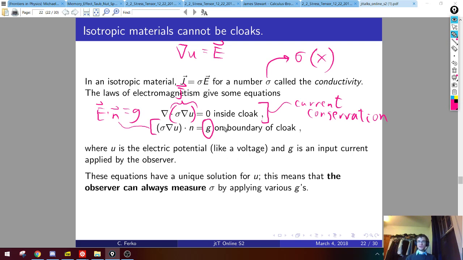The observer can always see inside the cloak, assuming he can apply whatever light to it that he wants, if this sigma always just tells you that the current points in the same direction as the electric field. So the observer can always measure this conductivity by applying some light, some electric field to the surface of our cloak. So that's bad news, because that means, if this were the end of the story, then you would just say, okay, invisibility is not possible, there's nothing you can do. But thankfully there's a way out.